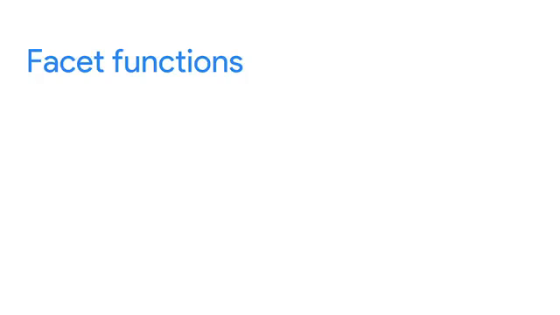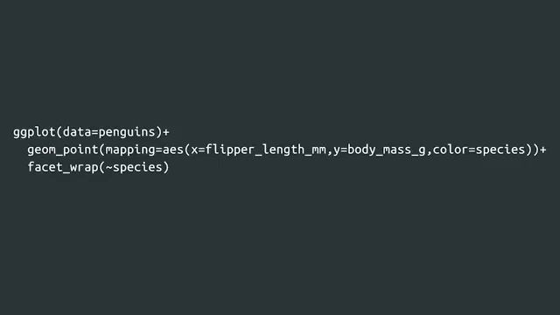ggplot2 has two functions for faceting, facet_wrap and facet_grid. Let's explore them both. We'll start with facet_wrap. To facet your plot by a single variable, use facet_wrap. Let's say we wanted to focus on the data for each species of penguin. Take our plot that shows the relationship between body mass and flipper length in each penguin species.